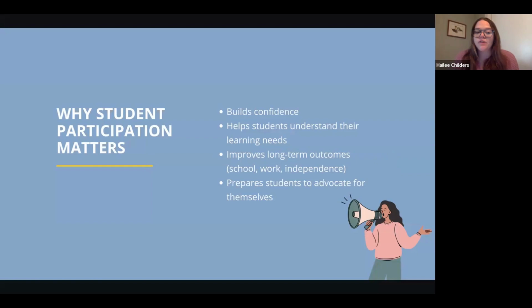Why student participation matters. So the research shows that students participating in their IEPs builds their confidence. It helps students understand their learning needs. It improves long-term outcomes, such as in school and work and in lifetime independence. And then it prepares students to advocate for themselves. Research also shows that students are more likely to meet their IEP goals when they know what those goals are. And so student participation has multifaceted benefits for students across domains.